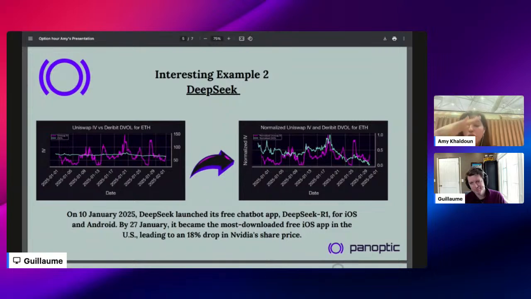Also, what Guillaume mentioned is important: identifying the arbitrage opportunities between both exchanges. So, for instance, if Uniswap IV is superior to Deribit IV, it suggests on-chain traders are pricing in higher volatility, potentially making Uniswap liquidity expensive relative to Deribit options.